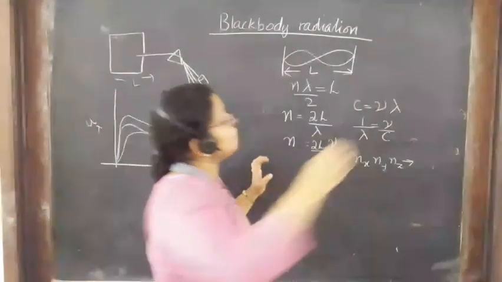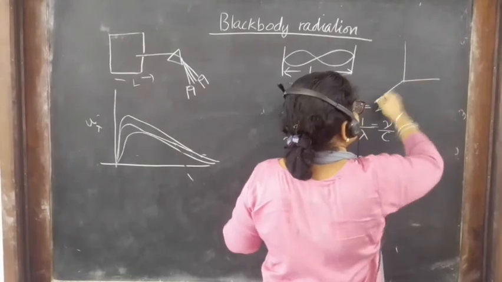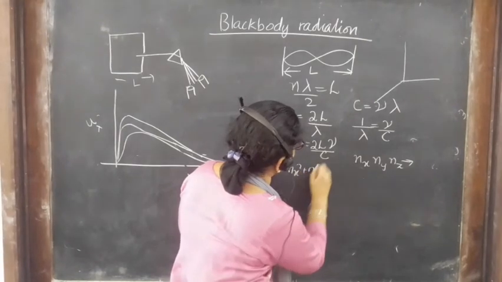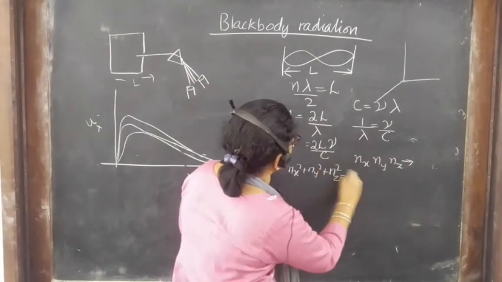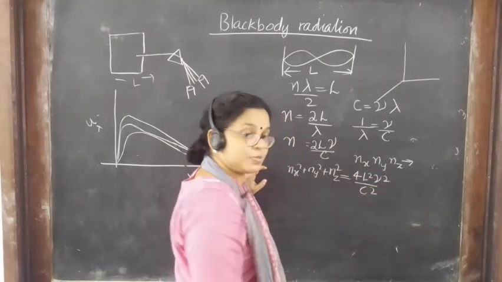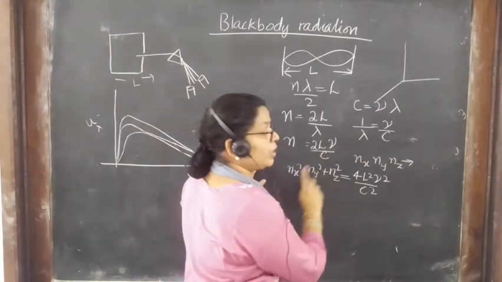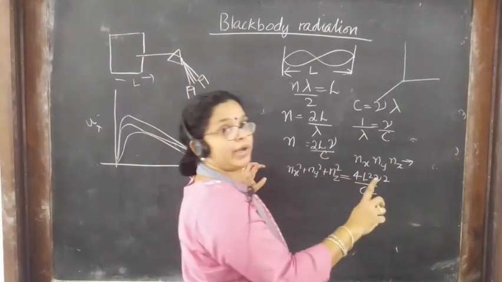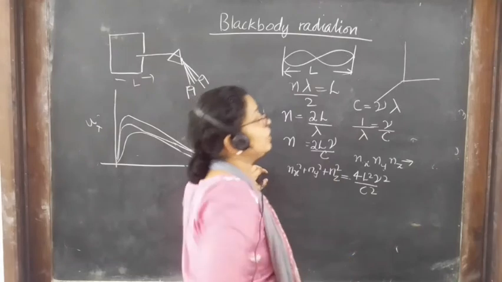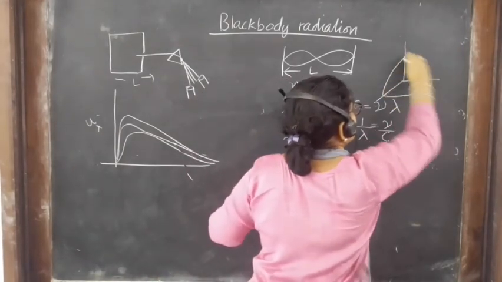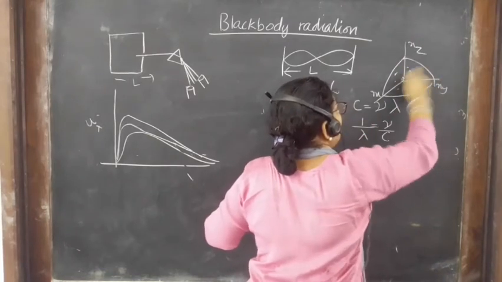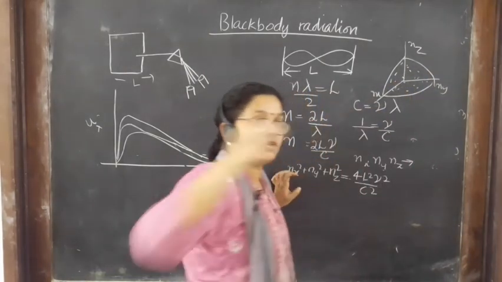This can be done by imagining n strings, and then you will get nx square plus ny square plus nz square equal to 4n square mu square by c square. This is an expression for a sphere, x square plus y square plus z square equal to r square. So the square root of this is the radius of that sphere in the nx, ny, nz space. So how many points are there inside this? That is, how many modes are there.